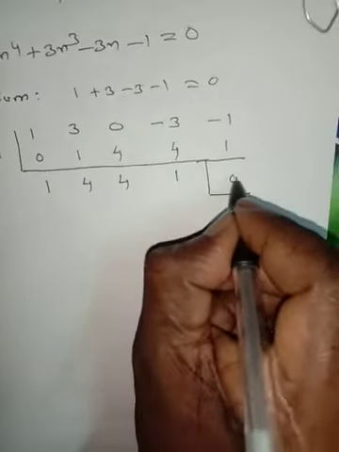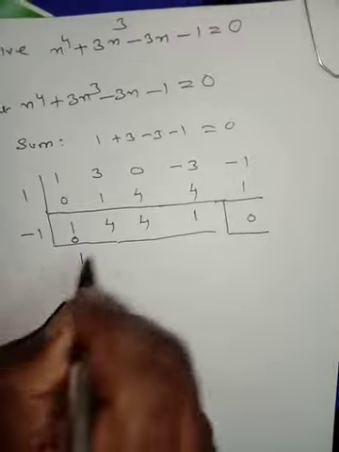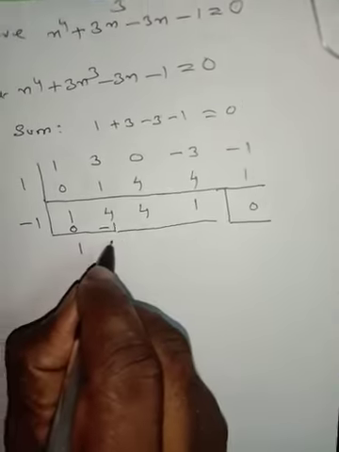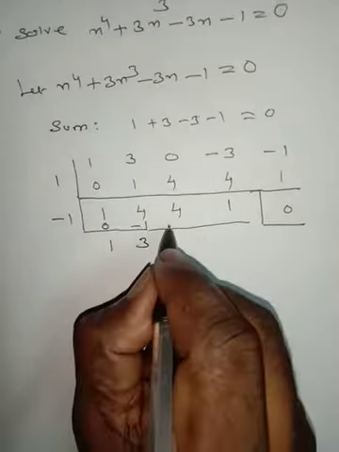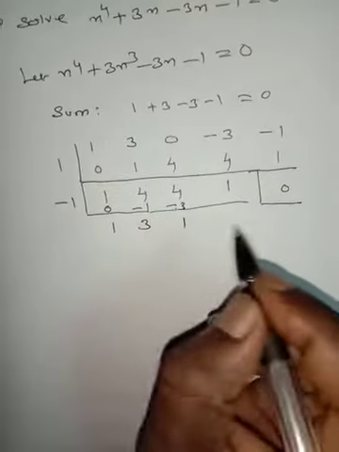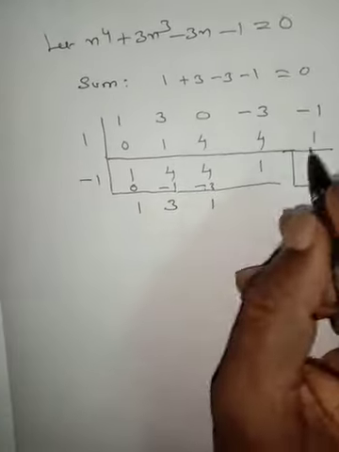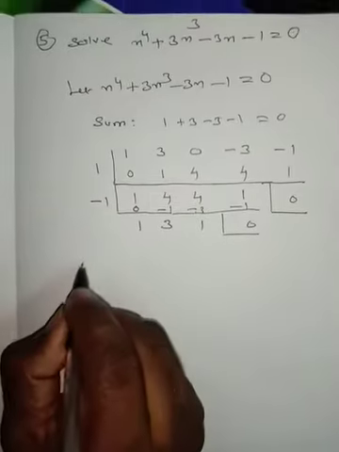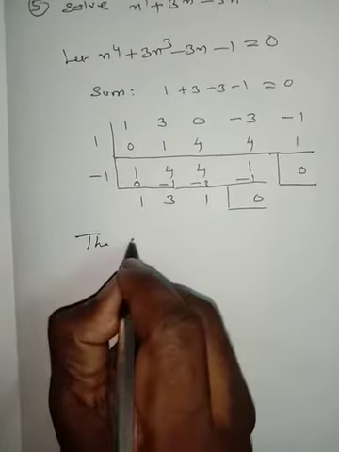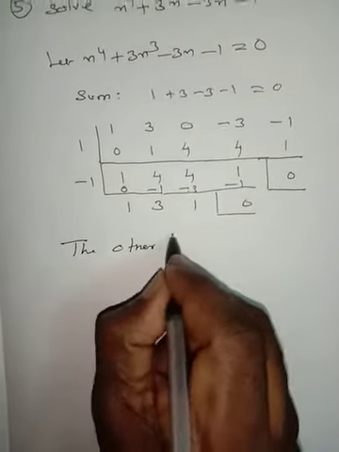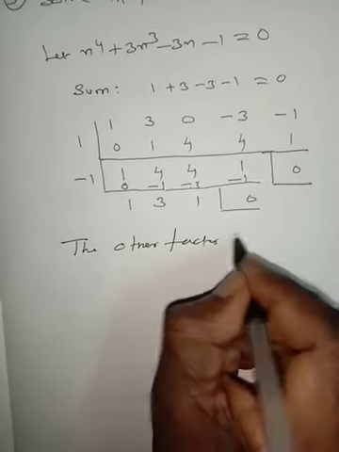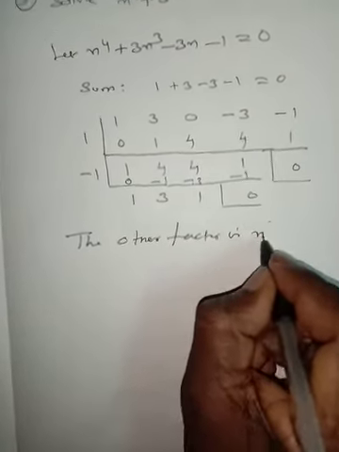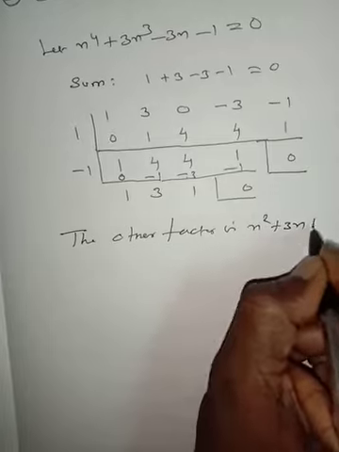Next, we have to take minus 1. Minus 1, 0, adding 1. Next, minus 1, adding 3. Next, minus 3, adding 1. Next, product gives minus 1. Then, adding we get 0. Okay. The other factor is x square plus 3x plus 1.